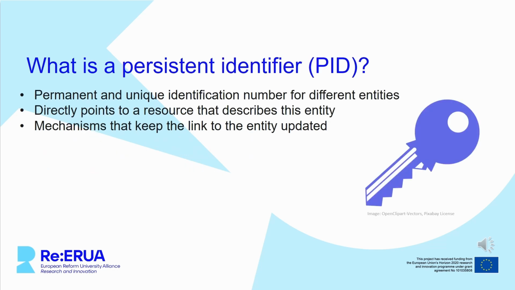First things first, what is a PID? In general, a PID is a permanent and unique identification number for all different kinds of entities. These could be a journal publication, a book or a dataset, but also real people or real institutions. Most PIDs will look similar to web links as you know them, and when you click on them, they will point you to a resource that describes the entity it identifies, such as a landing page with metadata on a journal article. In the background, mechanisms are in place that keep this link up to date.